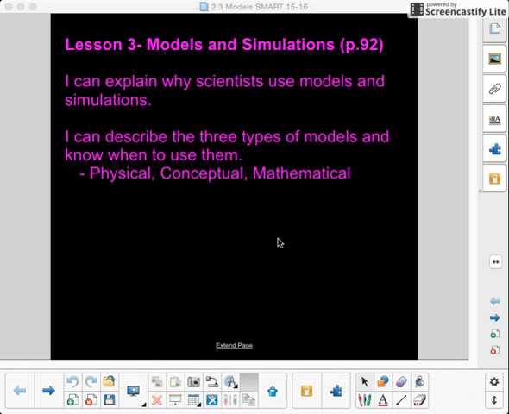These are the notes for Unit 2, Lesson 3, Models and Simulations. There are 2 learning targets for this lesson. First, I can explain why scientists use models and simulations. And second, I can describe the 3 types of models and I know when to use them. And those types of models are physical models, conceptual models, and mathematical models.